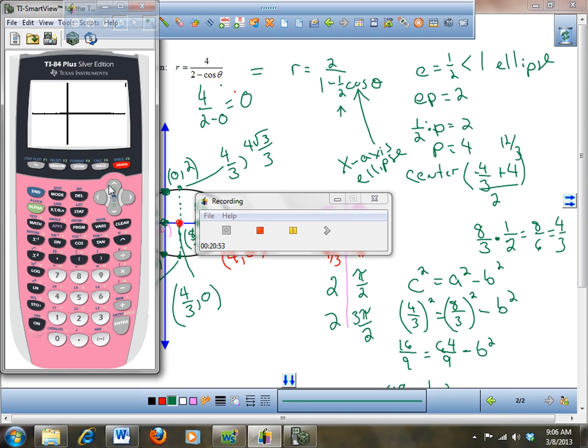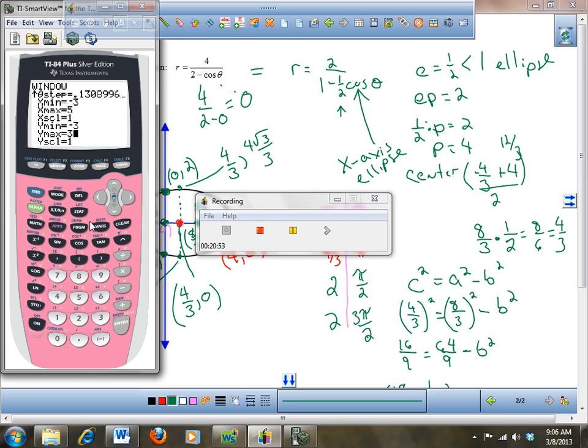I get a straight line because I don't know what the heck I did. Y equals 4/2 minus cosine theta. Window, what did I do? 0 to 2 pi. Step, x min is, I see what I did. Y min is too small, so let's set that to -3 as well. And I'm going to set my y max to +3. And then if I hit graph, now look at that.